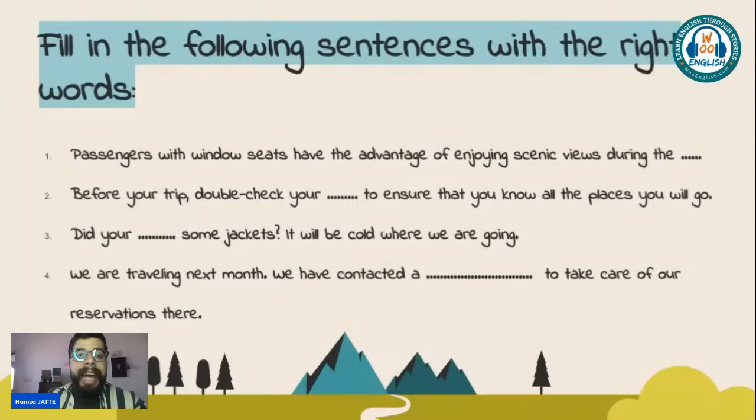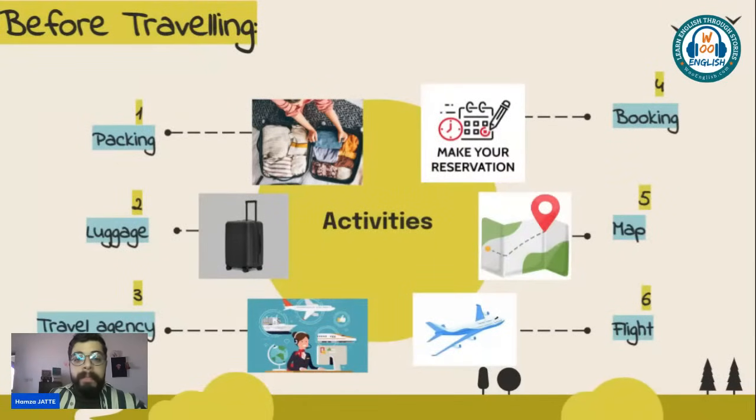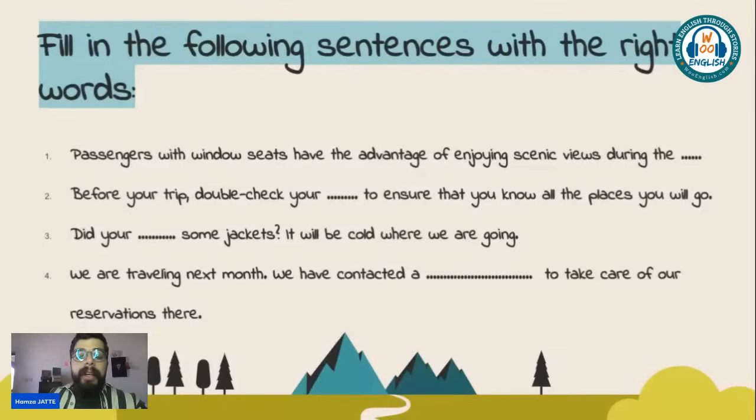All right, so I have for you 4 sentences, and what you are supposed to do is fill them up with the right vocabulary, from the previous slide. From these 6 words, you will choose 4 to fill in the gaps. Let's read the first sentence. Passengers with a window seat have the advantage of enjoying scenic views during the blank. So when you are on the airplane, if you are sitting next to the window, you will enjoy beautiful views during what? Let me know.